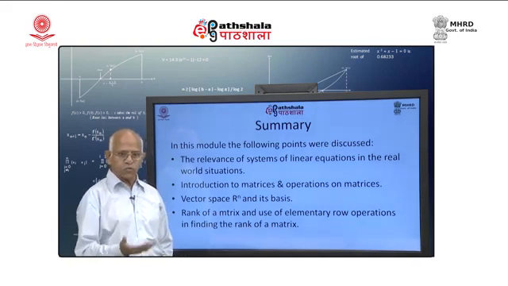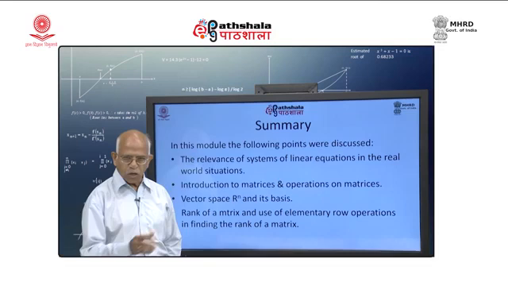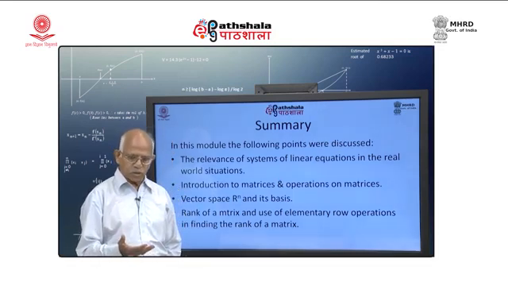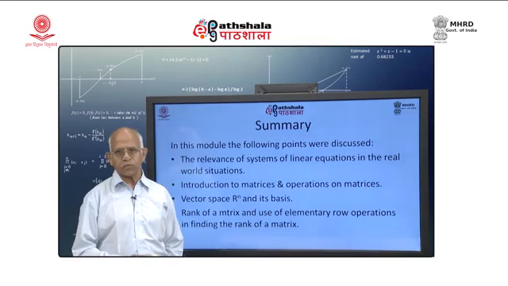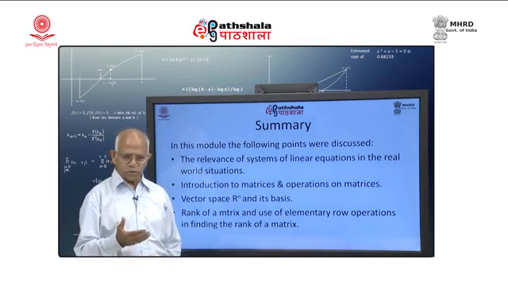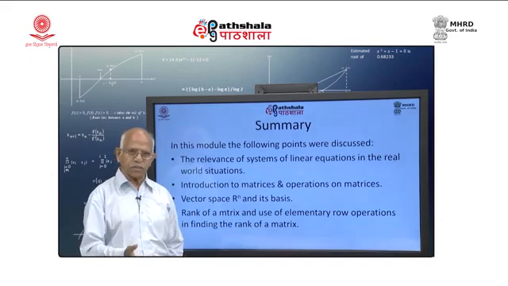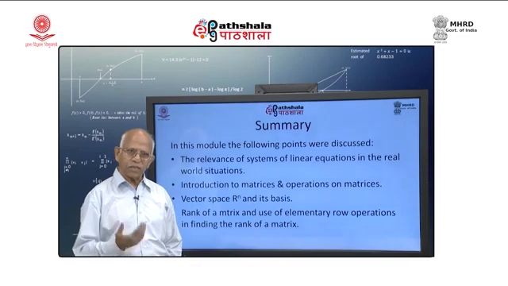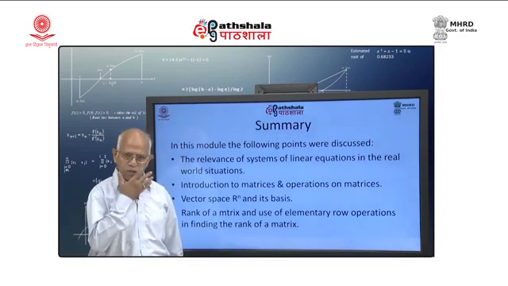In the next module, we will be looking at how these concepts are used in finding solutions of systems of linear equations. We will first talk about the existence and uniqueness results regarding solutions of systems of linear equations, and the methods for finding such solutions.